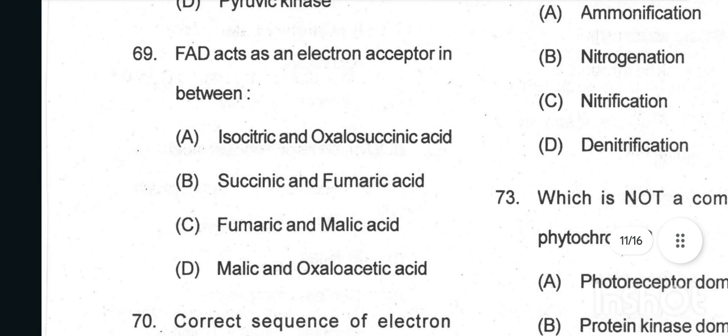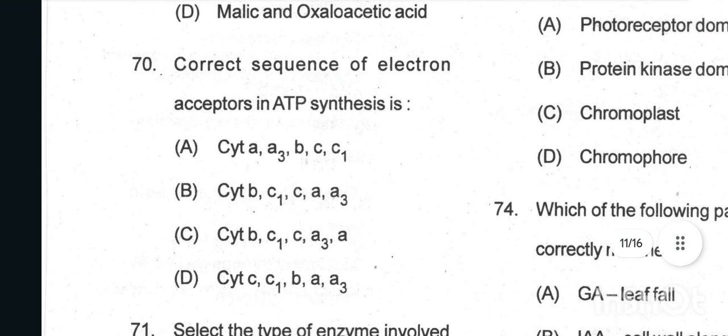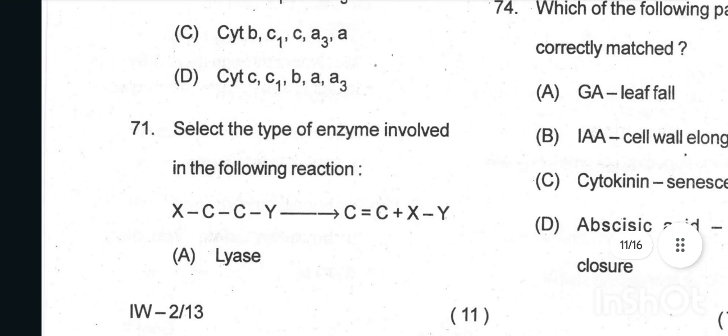Then question number 69, FAD acts as electron acceptor between succinic and fumaric acid. Then the correct sequence of electron acceptors in ATP synthesis is BC1, CaA3. Then select the type of enzyme involved in the following reaction. It is lyase. Option A is the right answer, lyase.